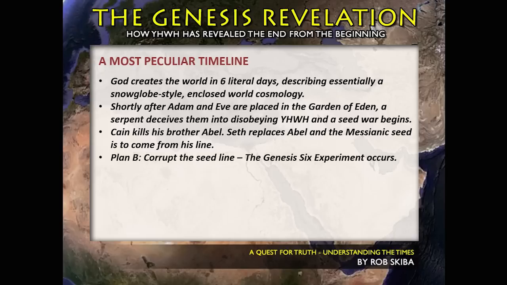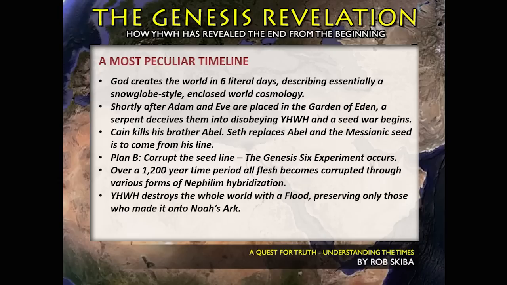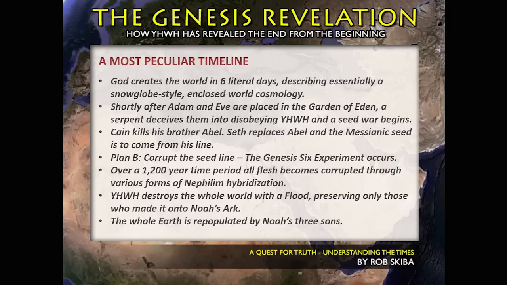The Genesis 6 experiment occurs. Over a 1,200-year time period, all flesh becomes corrupted through various forms of Nephilim hybridization. Yahuwah destroys the whole world with a flood, preserving only those who made it onto Noah's ark. The whole earth is then repopulated by Noah's 3 sons.